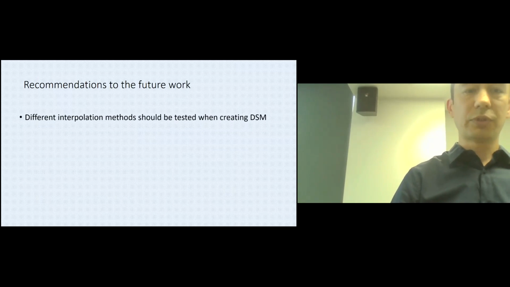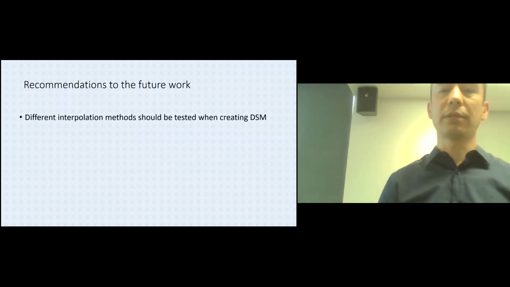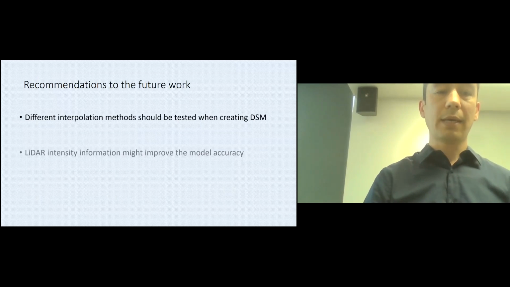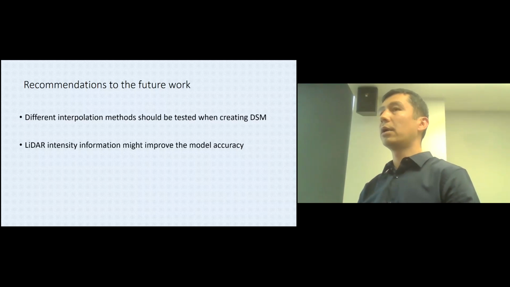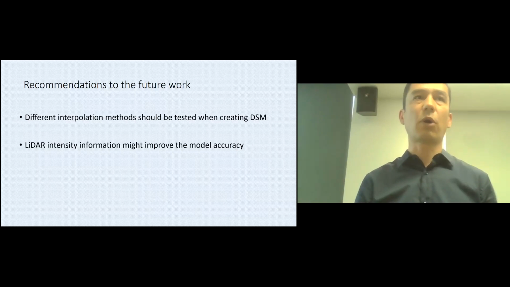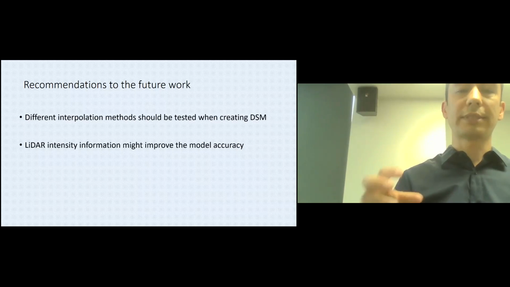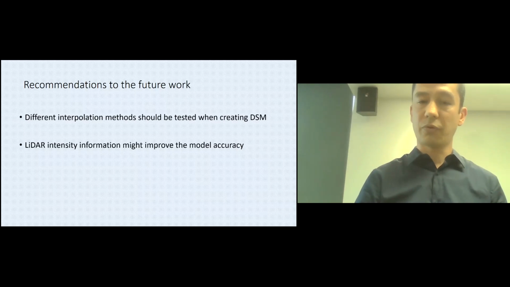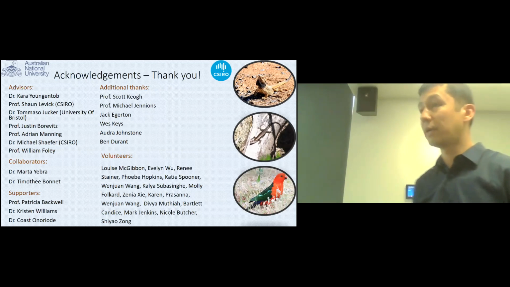For future work, different interpolation methods should be tested to increase the accuracy. Also, LiDAR gives intensity information: the reflected pulse from different objects gives different power. The sensor records this, and it might improve the modeling accuracy.